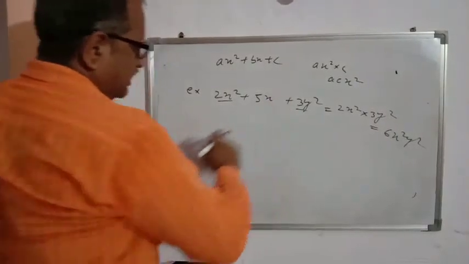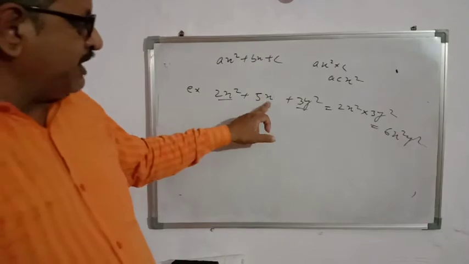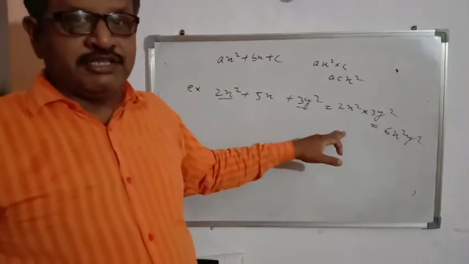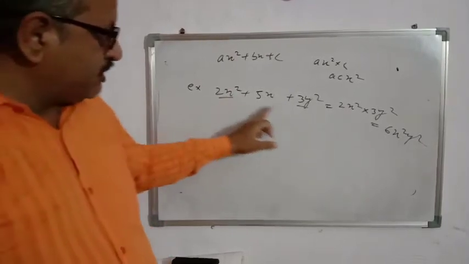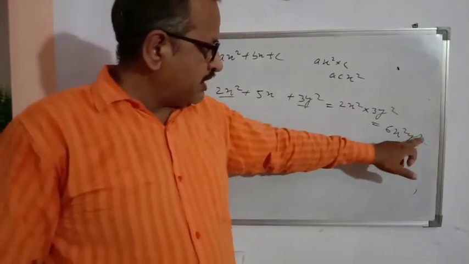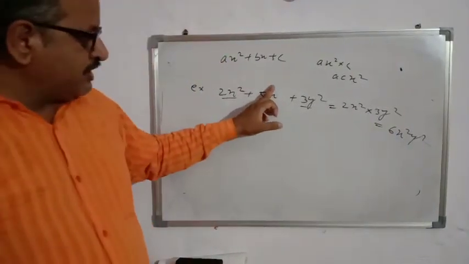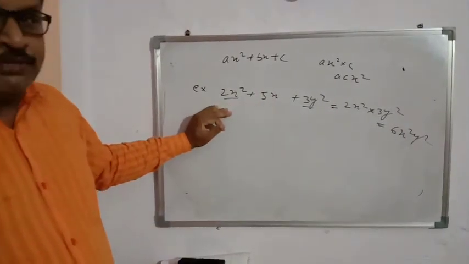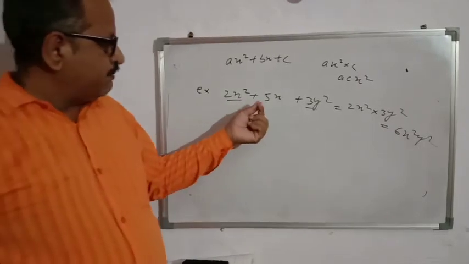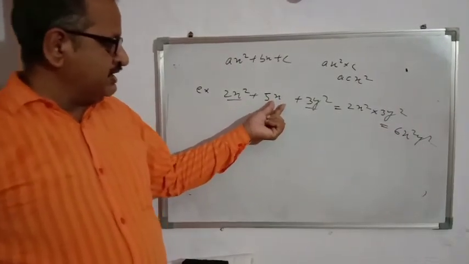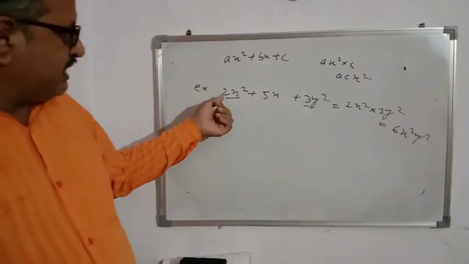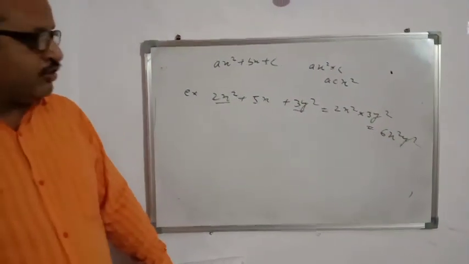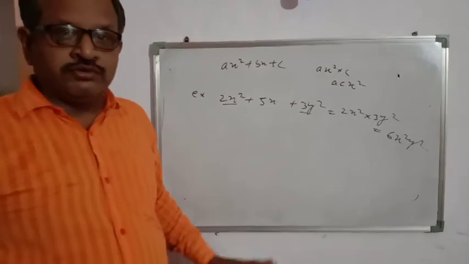Suppose only x is written here: 2x square plus 5x plus 3y square. We cannot apply the method of splitting the middle term here, because in the product power of x is 2, power of y is 2. Here power of x is 1, but no y is present. So we can apply this method only if the power of the literal in the middle term is just half the power of the literal in the product of first and last term. I hope that this concept is clear to you.